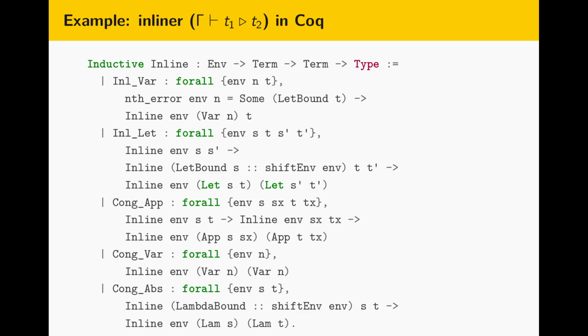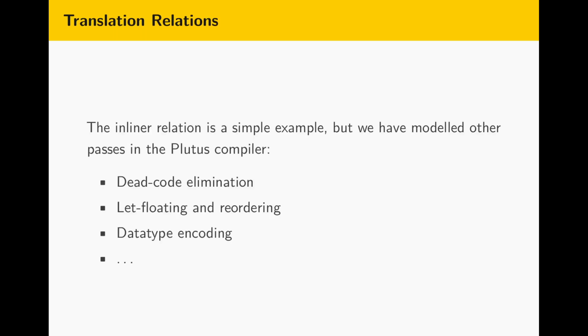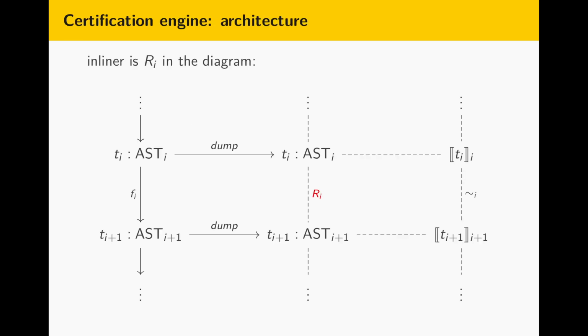Now we can encode this relation as an inductive data type in Coq, where each of the data type constructors are one of the rules of the relation. This is a somewhat simple example, but we have used this to model different passes in the Plutus compiler, including dead code elimination, let floating and reordering, data type encodings, and other passes. So in the diagram, this is the definition of Ri, which should be able to relate two terms that were produced by the corresponding inlining compiler pass.